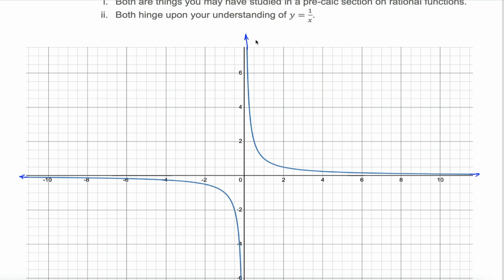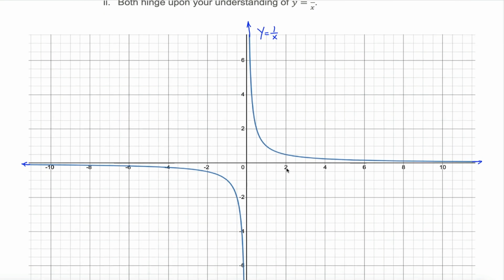It's what's pictured down here in blue. You can verify to yourself that this makes sense. When the x-coordinate is 2, for example, y would be equal to 1 over 2, in other words, 1/2. So the height would be 1/2, which looks about right, because if 2 is here, 1 is right here, so 1/2 is right here.